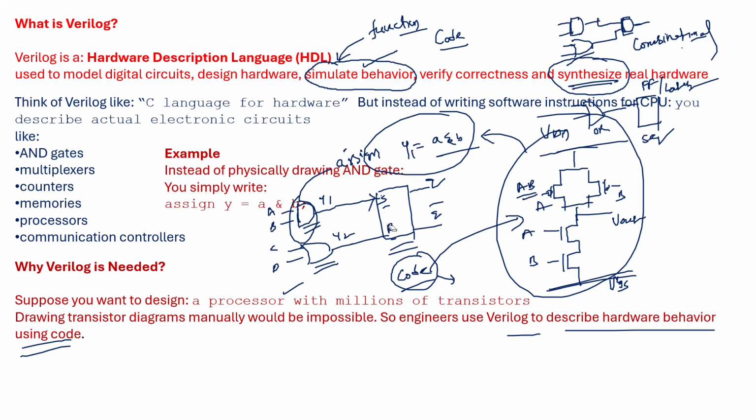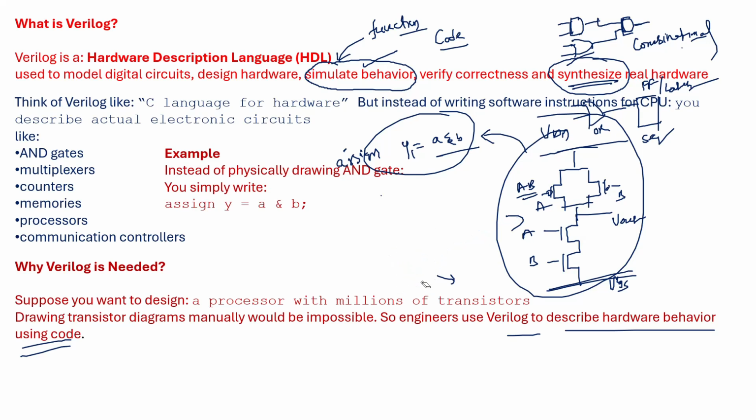Not only an AND gate; when we are designing a processor, we need so many circuits. Some controllers are needed, some counters are needed, some memory circuits are needed. All these things we need to design a processor. Whatever the AND gate operation is, that will be done by the processor only. Whatever the multiplexer operation is, that will be done by the processor only. All these circuits are combined together to form a processor.